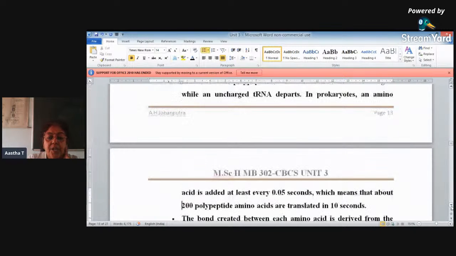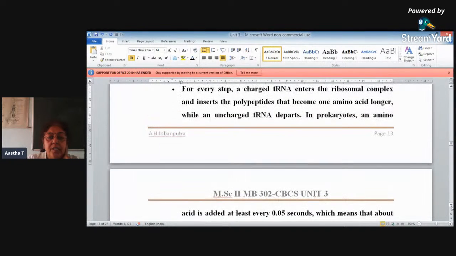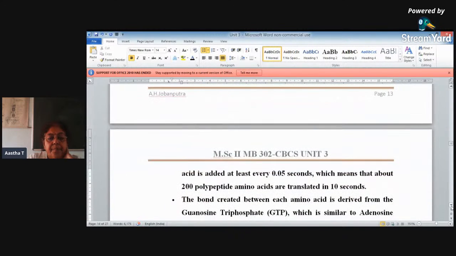First, the charged tRNA. The charged tRNA means the tRNA which carries the amino acid from the cytoplasm and brings it to the site of protein synthesis, that is the ribosomal complex. Once that charged tRNA reaches the peptidyl transfer site, it will become uncharged by releasing the amino acid, and then it will move away from the exit site.